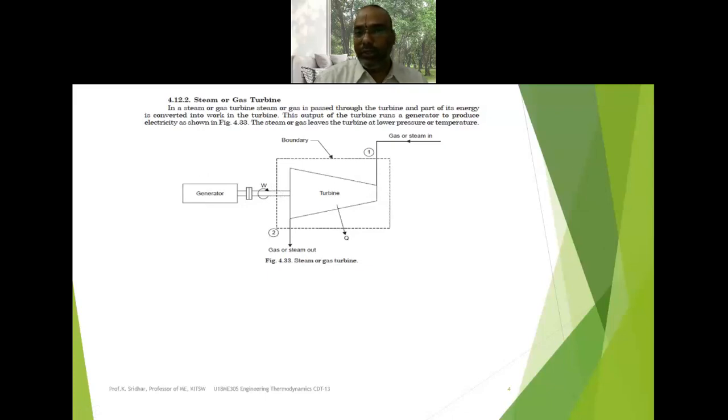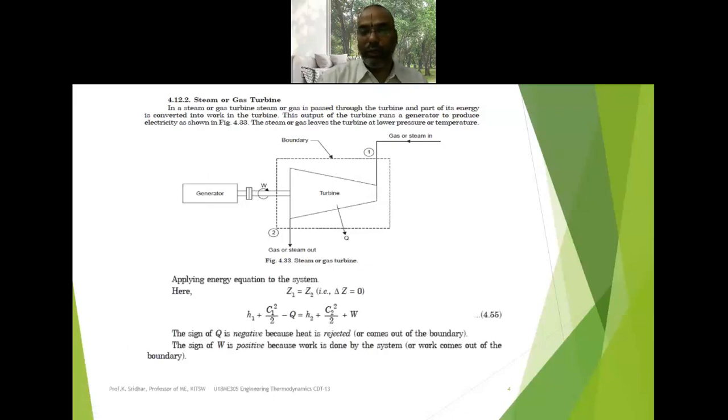Now, what are the assumptions? Here our basic intention is to find how much work is produced by the turbine. That is the delta W value we have to find. So that is very important. Here also we are assuming that the change in potential energy is equivalent to 0, that is, Z1 and Z2 are equivalent to 0.